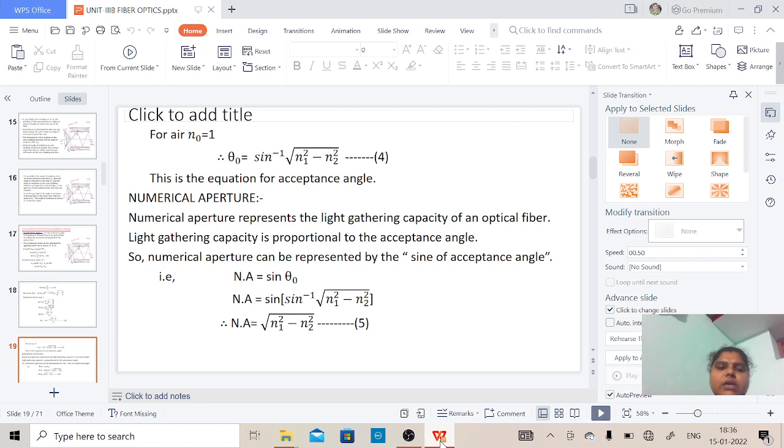Okay, and then numerical aperture. The numerical aperture represents the light gathering capacity of an optical fiber. Light gathering capacity is proportional to the acceptance angle. So numerical aperture can be represented by the sine of the acceptance angle, that is NA equals sine theta 0. So NA equals sine of sine inverse of root of n1 square minus n2 square, so NA equals root of n1 square minus n2 square.